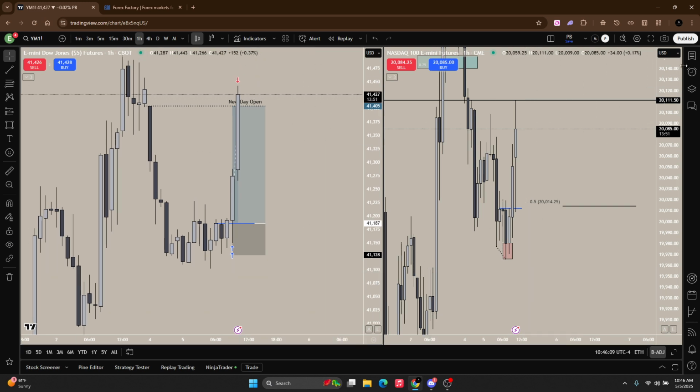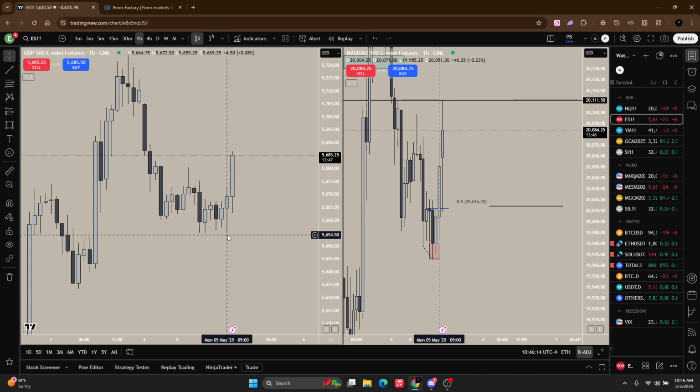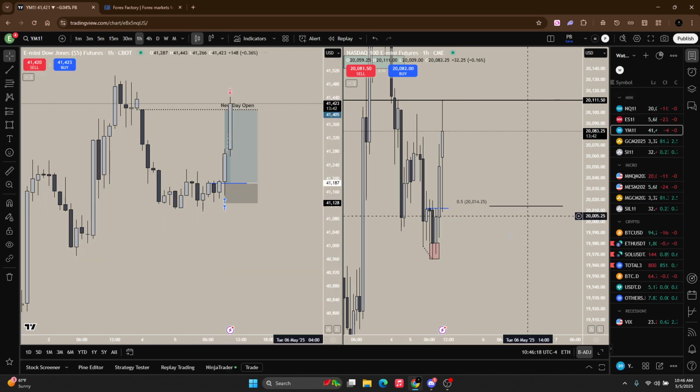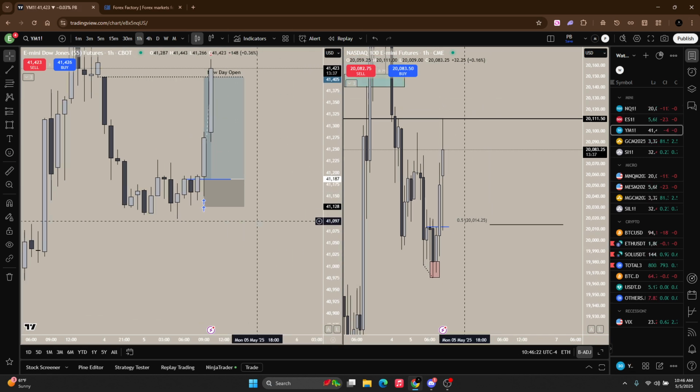And we also had an SMT with ES, if I remember correctly. Okay, no, we didn't actually. Actually, we did have an SMT, but it got disrespected at 9 o'clock. So that means we had another SMT at 9. But anyways, that's really what I took the trade off of.